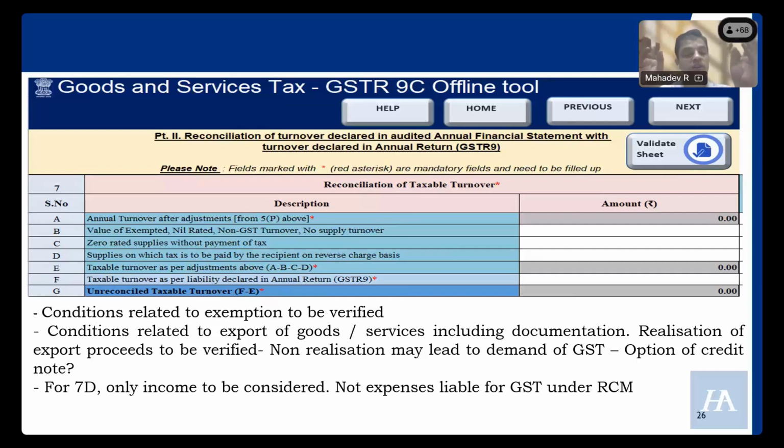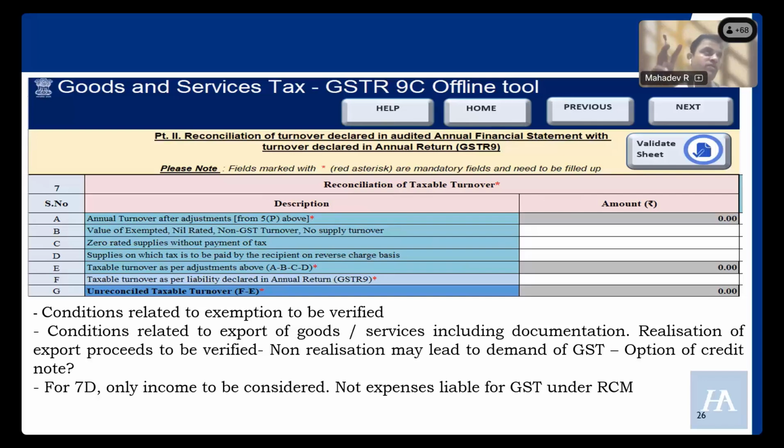remember we are not talking about expenses to be filled in 7D. We are talking about our income wherein the customer has to pay GST under reverse charge. Say you are not a body corporate, you are giving a security agency service to a body corporate. In that case, the security agency will fill this information, saying that this is my turnover, but my customer will pay GST on this. So after all these adjustments, you will get a net amount which is the taxable amount as per 7E.